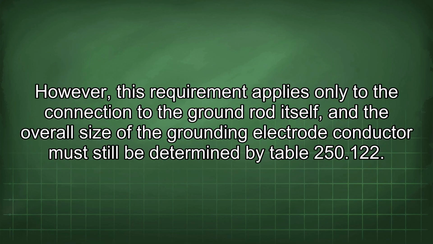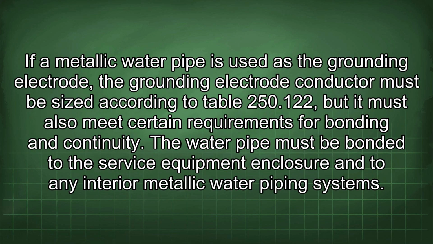However, this requirement applies only to the connection to the ground rod itself, and the overall size of the grounding electrode conductor must still be determined by Table 250.122. If a metallic water pipe is used as the grounding electrode, the conductor must be sized according to Table 250.122, but it must also meet certain requirements for bonding and continuity. The water pipe must be bonded to the service equipment enclosure and to any interior metallic water piping systems.